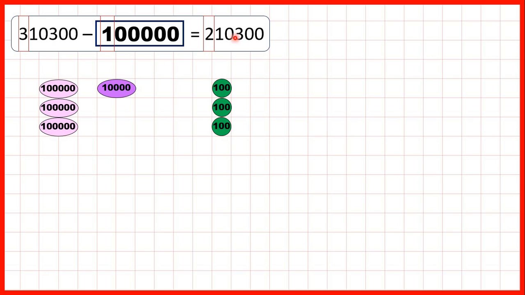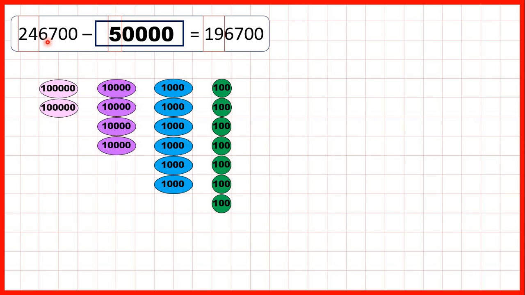Then we had 310,300, and we saw that in our answer only the 100,000s digit had changed, so we'd just taken away 100,000 to give us our answer.